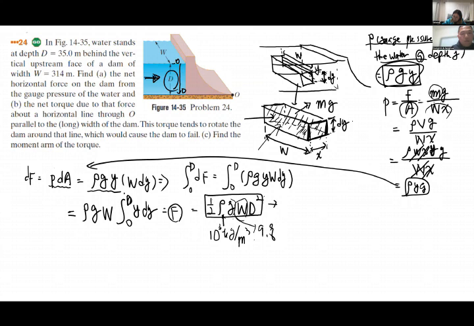And W is 314 meters. And D is what? 35 meters. Tell me how much you got.